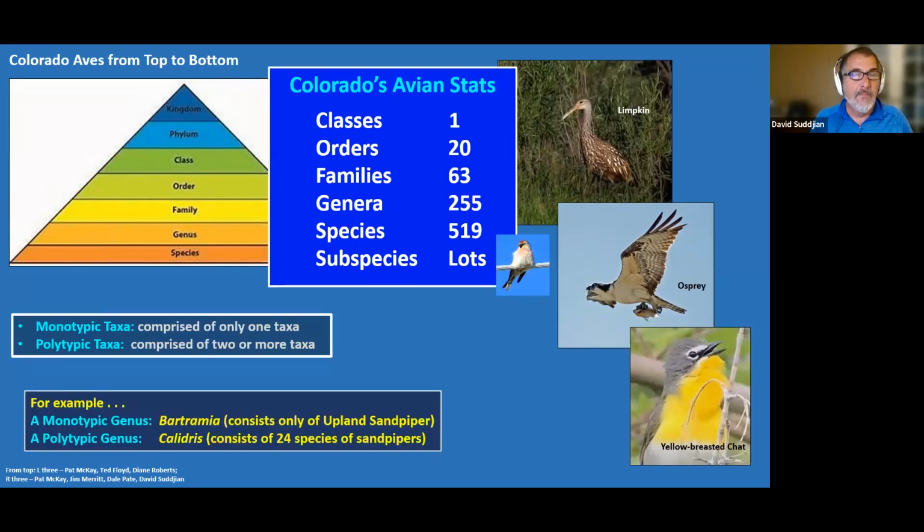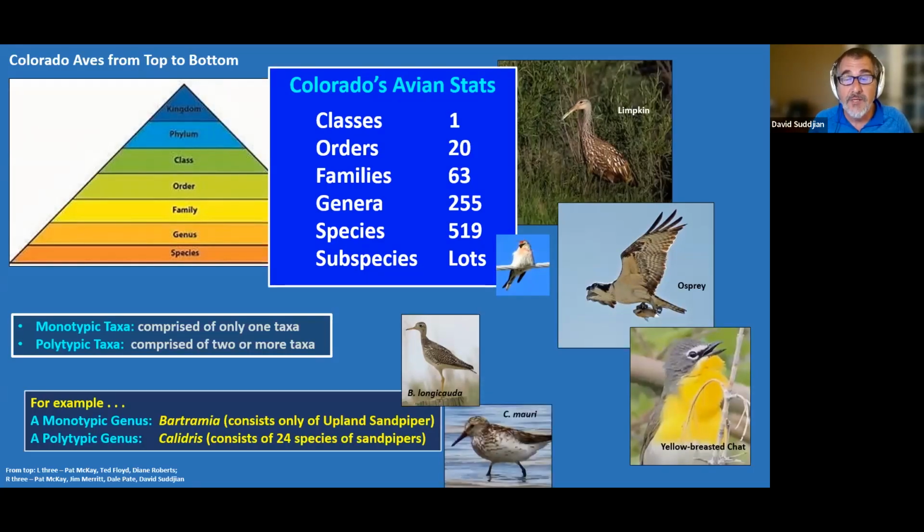And for example, here's a monotypic genus Bartramia, which is the genus for the upland sandpiper. And the upland sandpiper is the only member of that genus. And notice I can just abbreviate the genus name with a capital B for Bartramia. And then there's a polytypic genus example, the Calidris genus in the sandpiper family. And it's a big genus consisting of 24 different species of sandpipers. Western sandpiper as an example for that. These are mostly small sandpipers. So you have quite a range of possibilities from the one species in a genus to maybe quite a number of species in a genus.